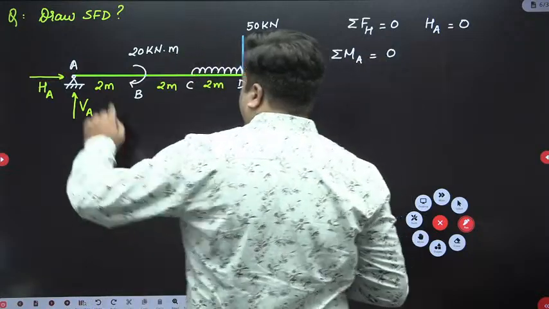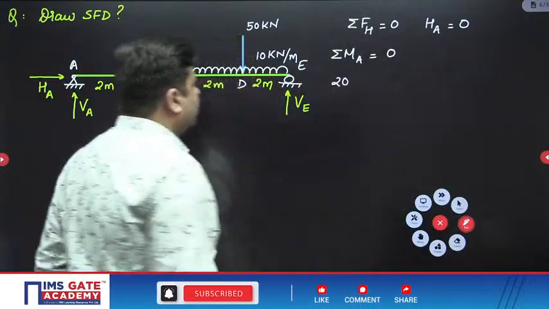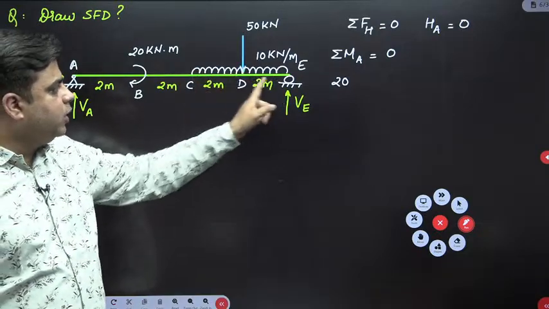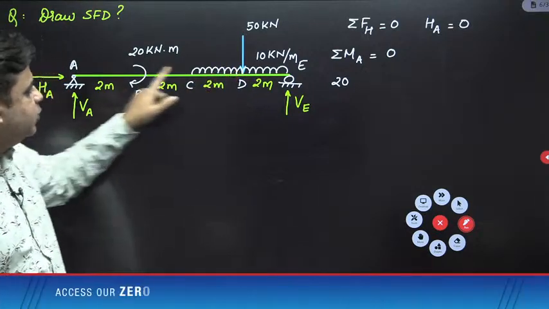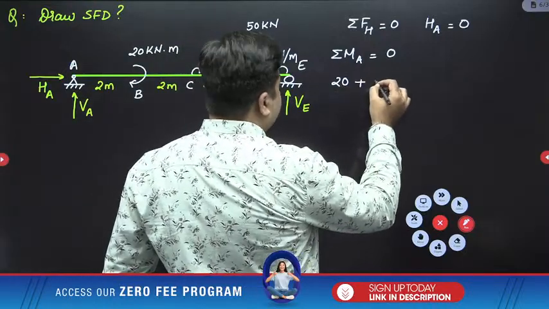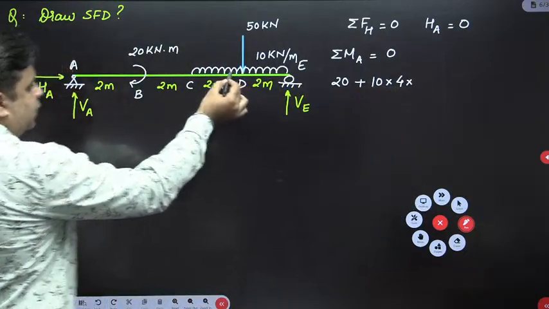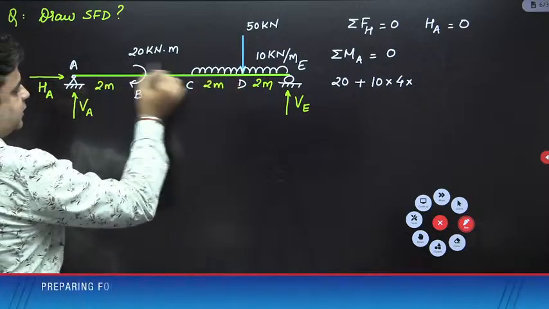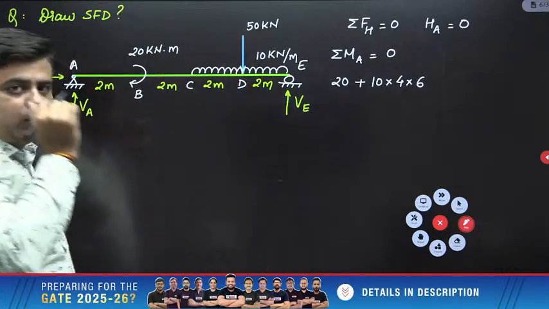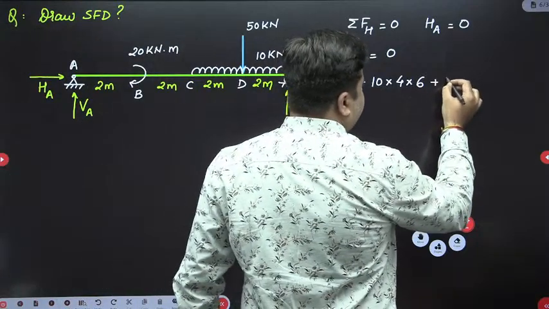The first moment will be this clockwise moment, value 20 kilonewton meter, so I will write plus 20. The second moment is due to this UDL: 10 into 4 is the total load, multiplied by the distance between the CG of this UDL and point A, which is 6 meters, also clockwise. So plus 10 into 4 into 6. The third moment is due to this 50 kilonewton load, 50 into 6, again clockwise about A. So plus 50 into 6.